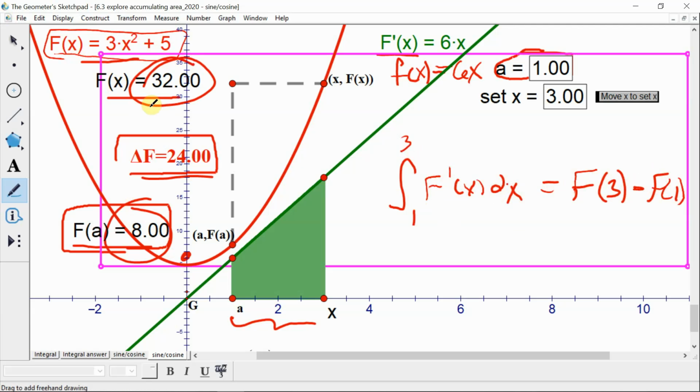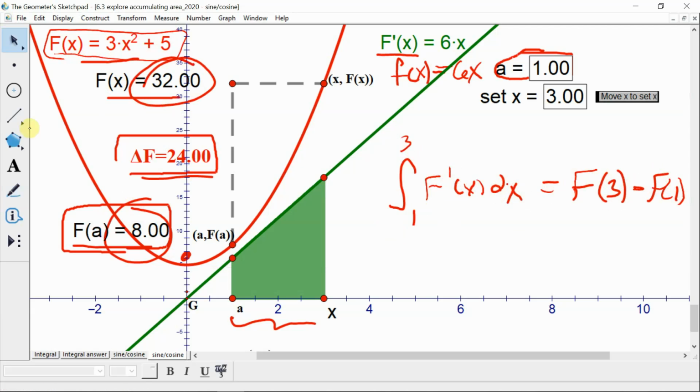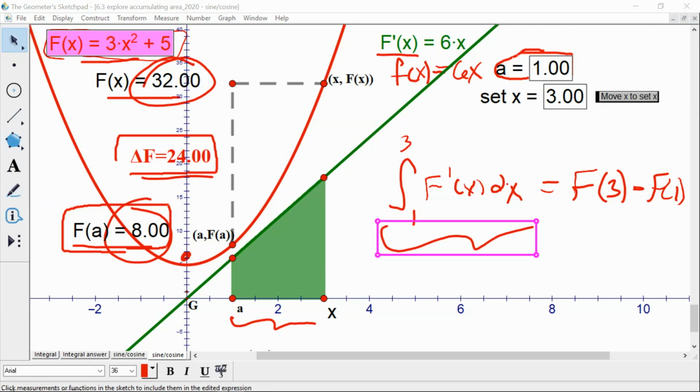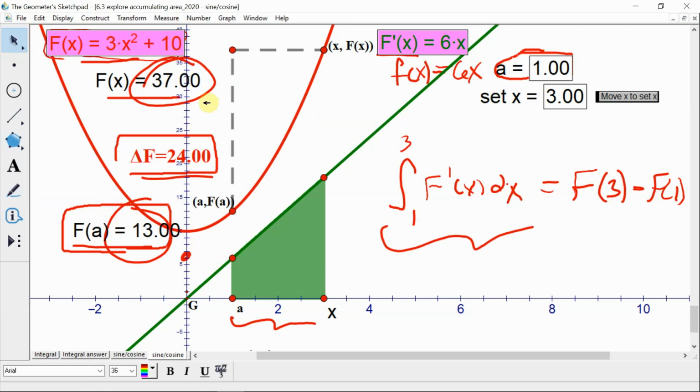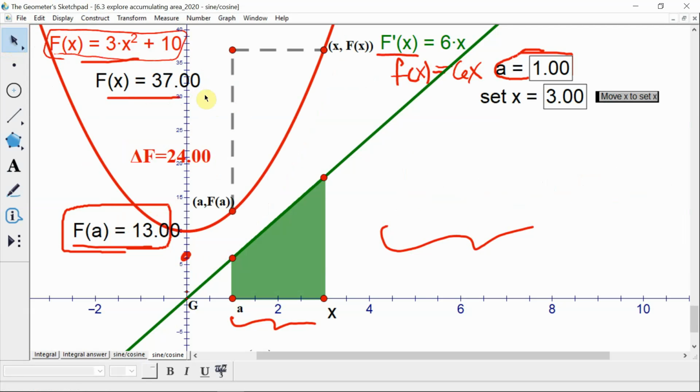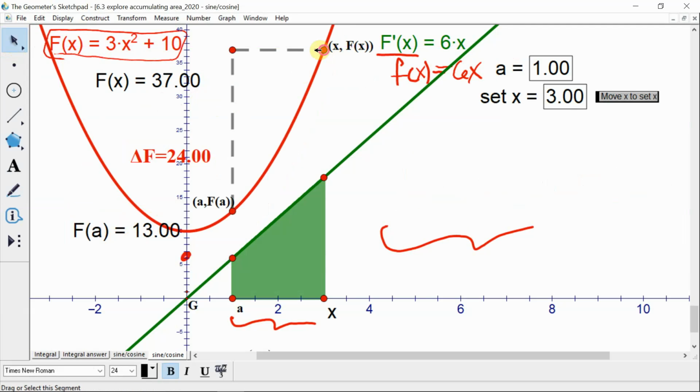So if, again, I have a different antiderivative, notice it wouldn't affect this, because I've said repeatedly that the integral is the net change. So if the integral is the net change, again, shifting this graph, let's shift it way up, like to 10. So what have I changed? I have now changed the y value of this point. I have changed the y value of this point. I have not changed the area I'm after, right? It's still 1 to 3.